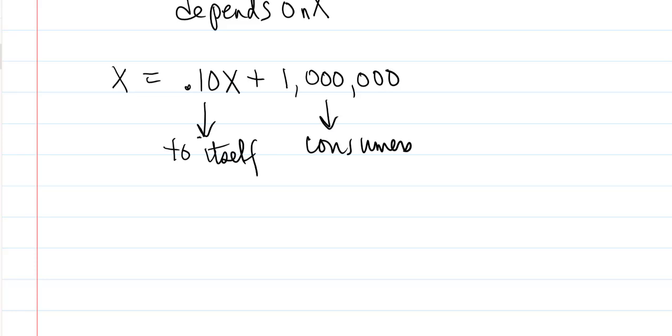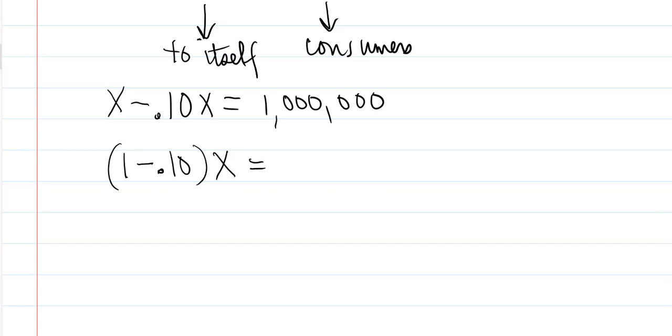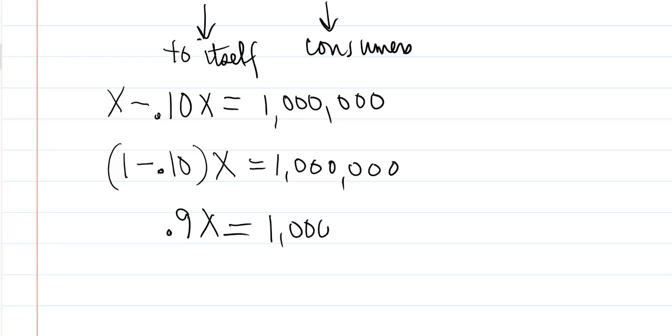What we do is combine like terms. I'm going to have X on the left minus 0.1 X, and that's equal to 1 million. When I add like terms, what I'm really doing is factoring out the X. So X is the same as 1X, and 0.10X looks like that, and that's equal to 1 million. So 1 minus 0.1, that's 0.9, times X, equal to 1 million.